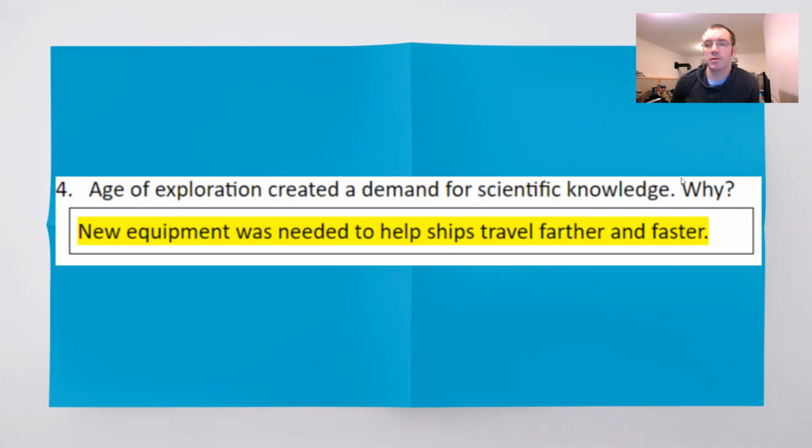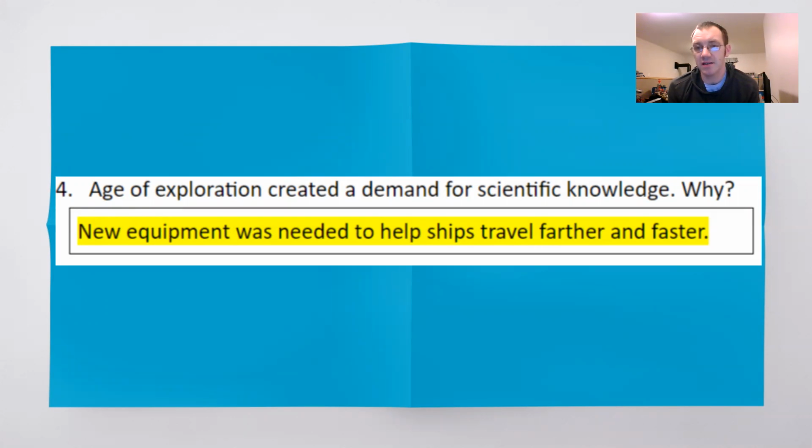Next is the age of exploration. European countries are going out with their ships to try to discover Asia and new lands, to try to get gold and other goods that they felt were really important. And so, as they're going out, they need new tools. They need a compass. They need different map making techniques. They need all these different things so that they can sail further and faster and get to areas first to claim them for their countries.